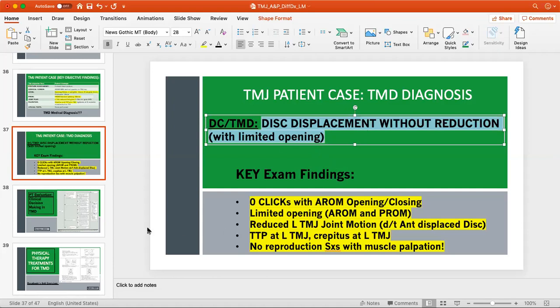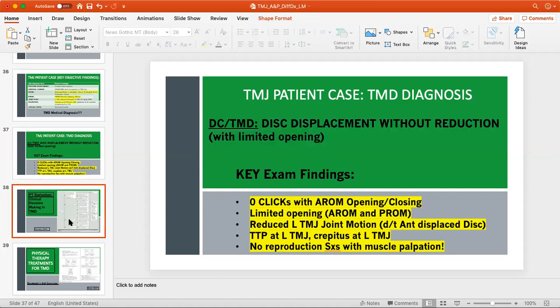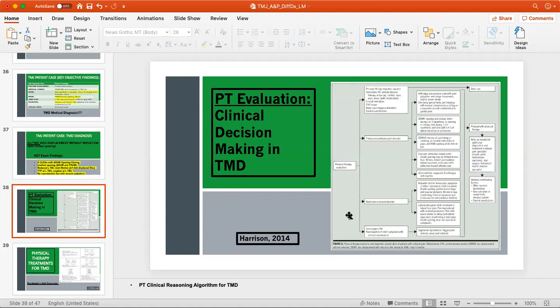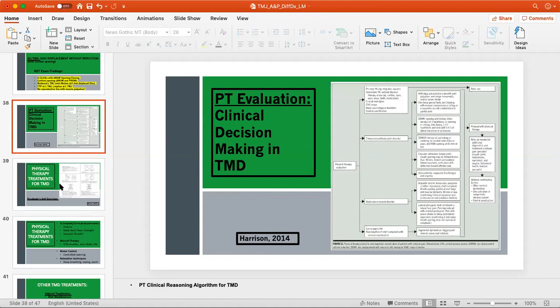Here are keys to arrive at that diagnosis. This is a nice little chart, and obviously it's super small, but you can pull that out. It kind of gives you an algorithm to your physical therapy evaluation, your exam findings, and how you go through some of this decision making. Really like that, so I put that in there as your reference. And then next couple slides, I don't think we're going to get to the second case study, but that is in this PowerPoint. I'll let you puzzle through that on your own.